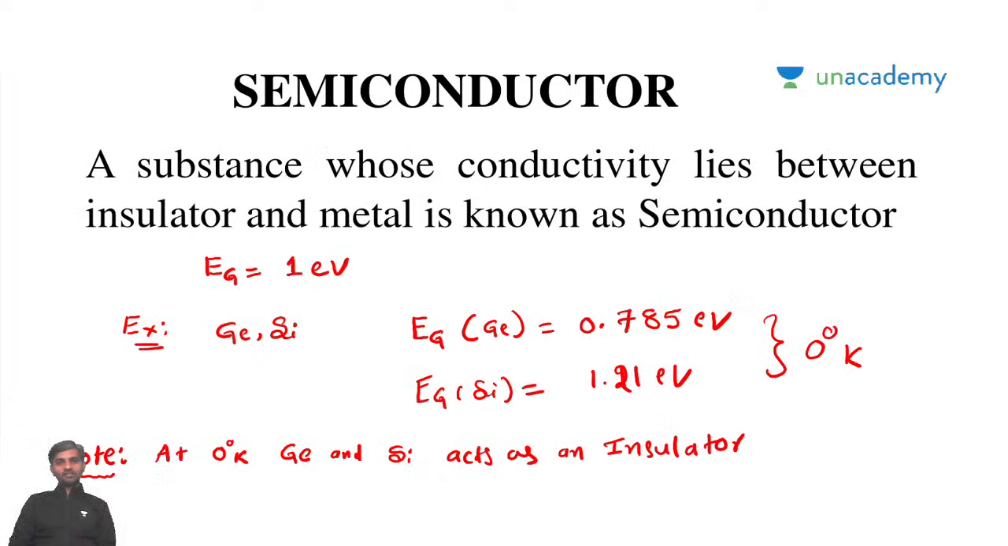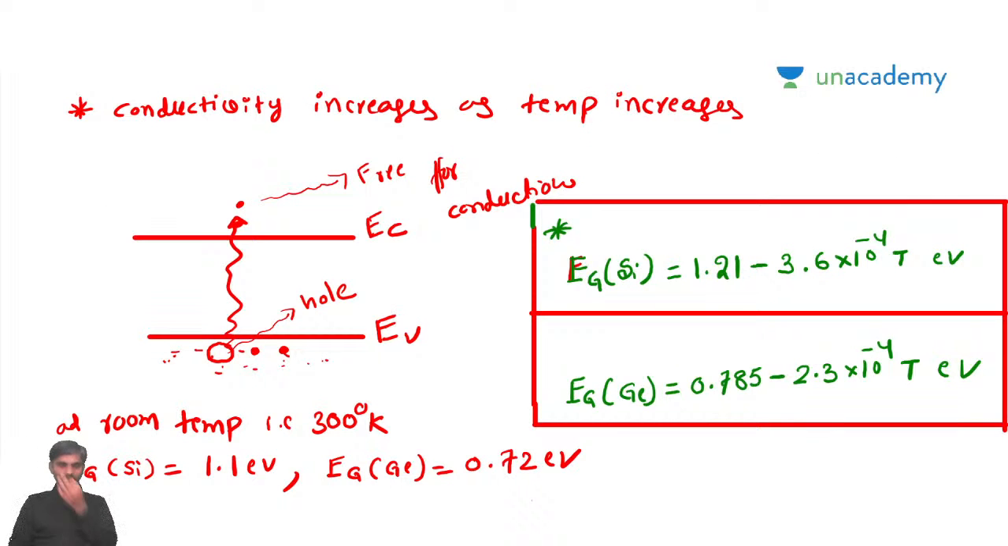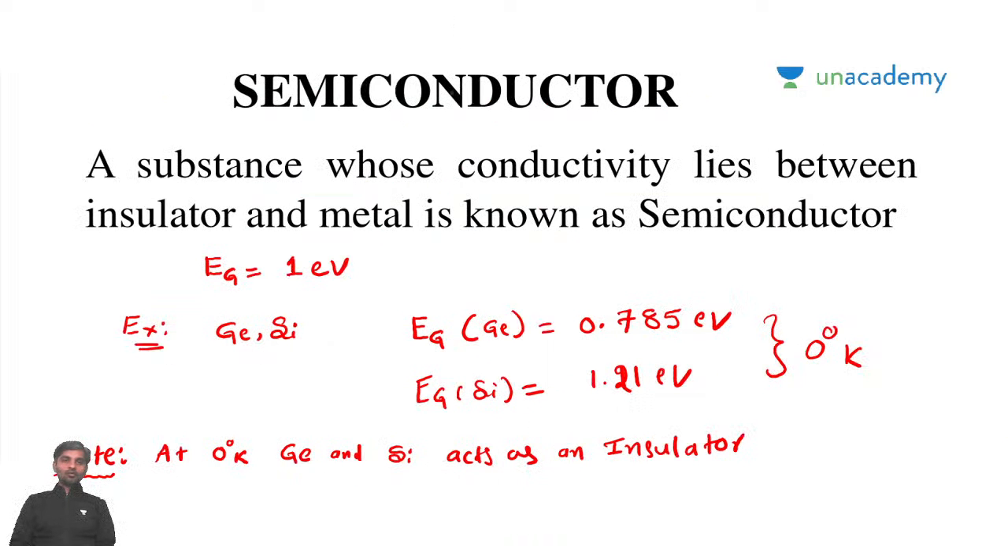I think we have started with the semiconductor. We have started our discussion with the semiconductor, and you know what a semiconductor is. And we have discussed this very important thing: how the energy gap of a semiconductor varies with temperature. Any material whose conductivity lies between insulator and metal is called a semiconductor. Generally, the energy gap is going to be 1 electron volt.